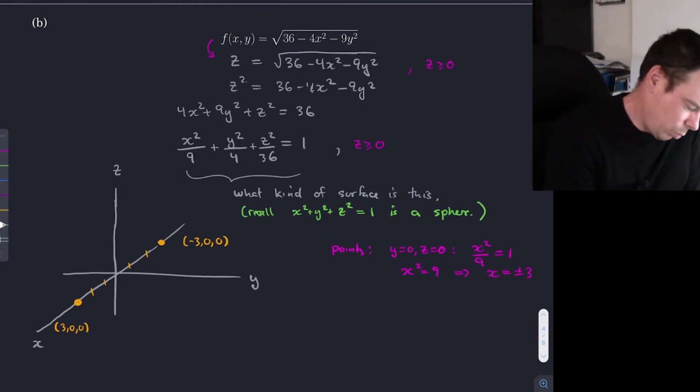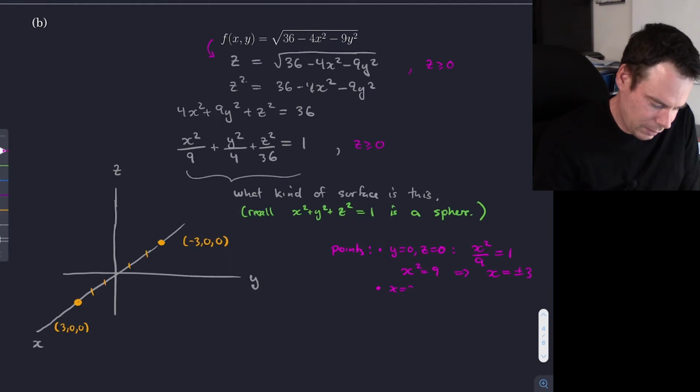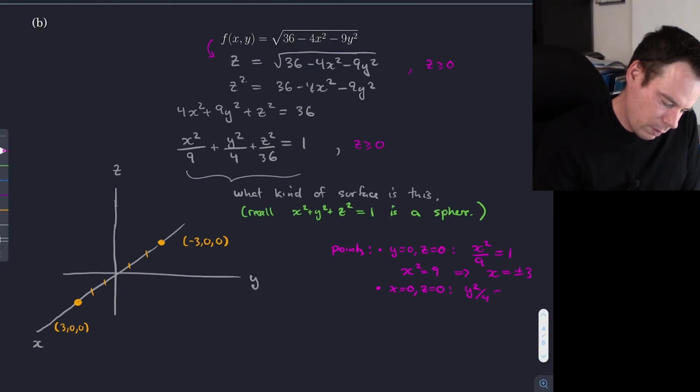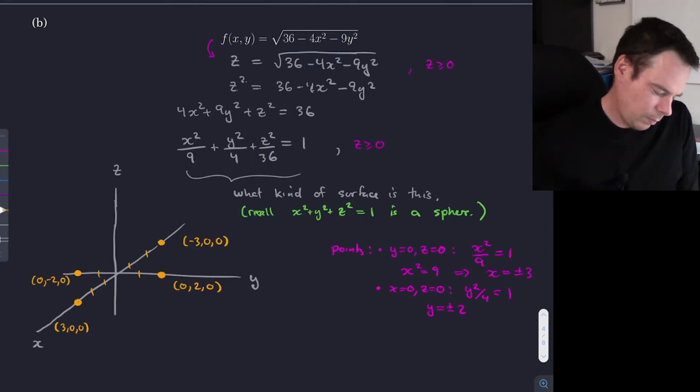What are some other points we have? So there's our first collection of points. We can do the same thing for the y-axis. So that would be x equals 0 and z equals 0. That would mean that y squared over 4 is equal to 1, or y is equal to plus or minus 2. So we've got that it passes through that point there, which is 0, 2, 0. And it passes through this point here, which is 0, negative 2, 0.